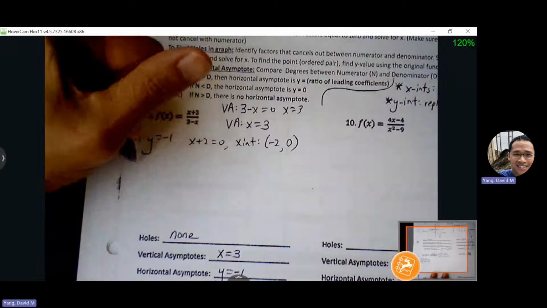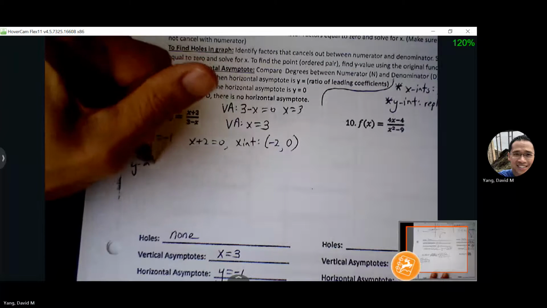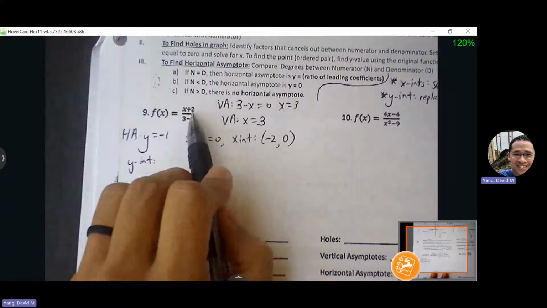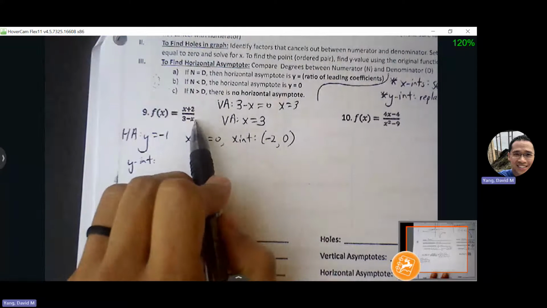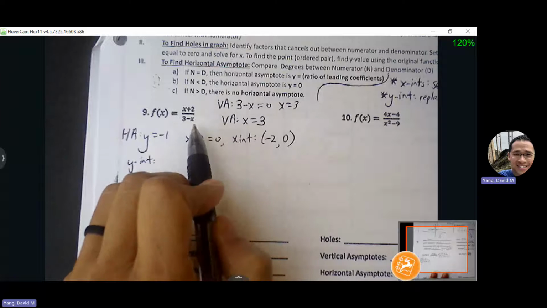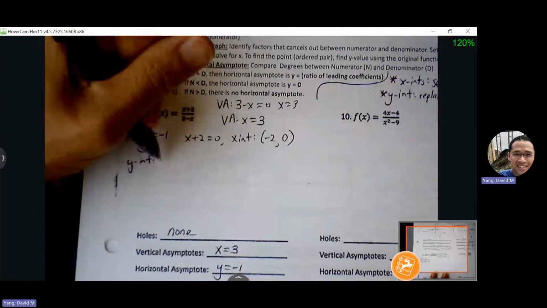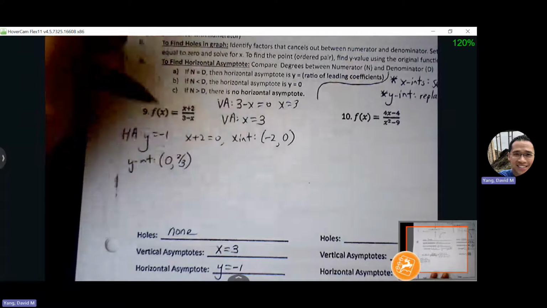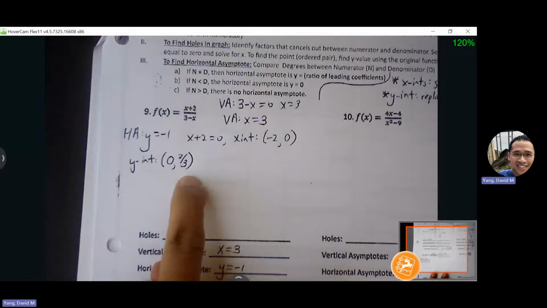And then y-intercept, replace every x with 0 and see what's left over. 0 plus 2 is 2. 3 minus 0 is 3. 2 over 3 is 2/3. So y-intercept is 0, 2/3. And then every ordered pair that lives on the y-axis will always have an x value of 0, right? 0, 2/3.